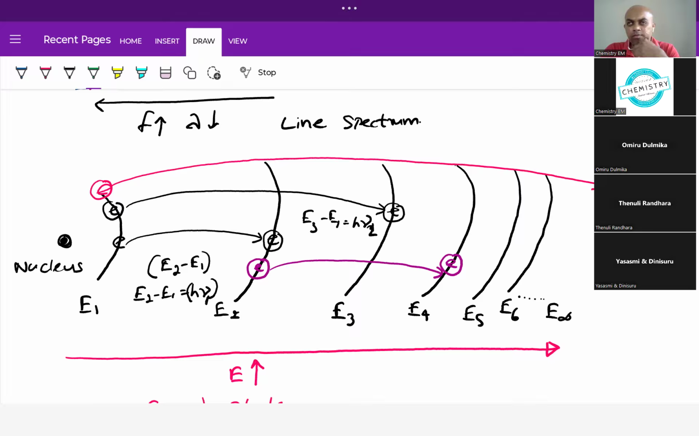Next bullet point. Energy is absorbed in quantum wise.